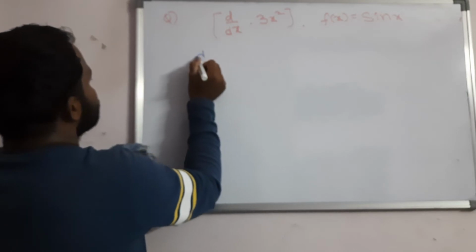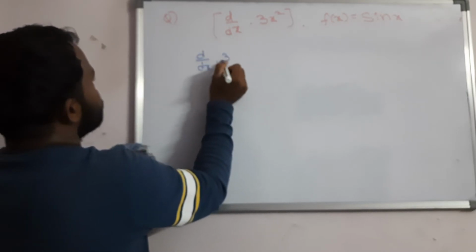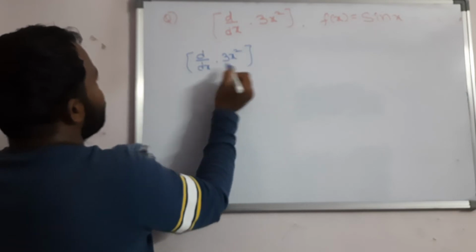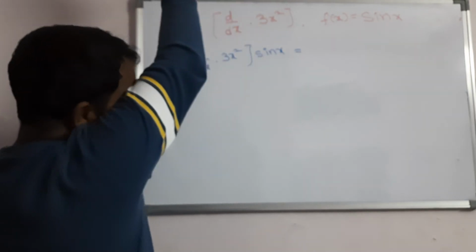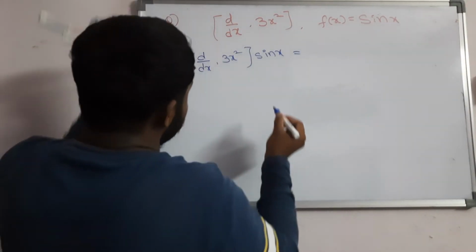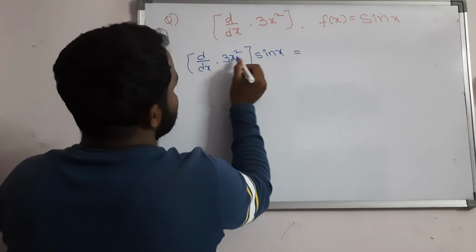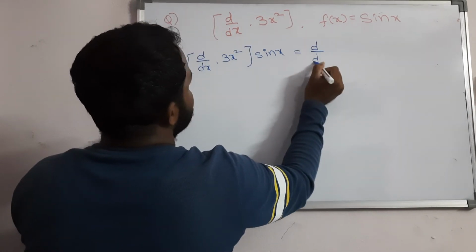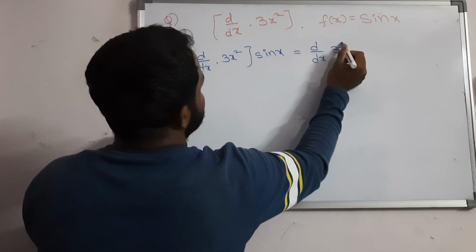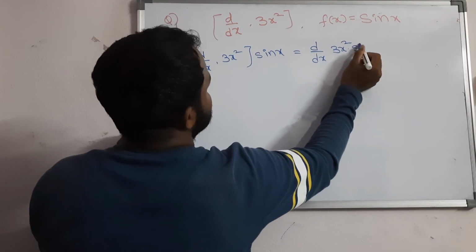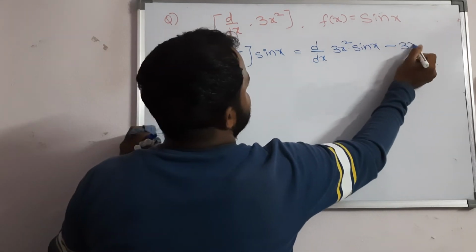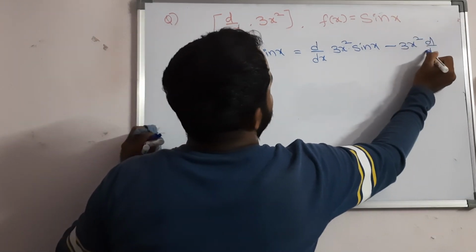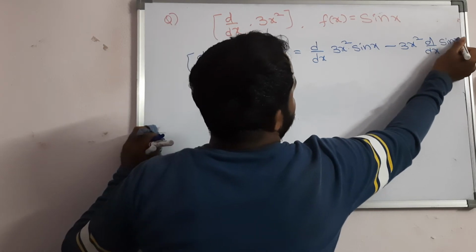So you should write first, already you know the condition, right? First I am going to write d by dx of 3x square into the function. A cap b cap into f, where f is sin x. So I write sin x as it is. Then you should write a cap b cap into f, so d by dx of 3x square into sin x, minus b cap a cap, so minus 3x square into d by dx into sin x. You should write sin x.